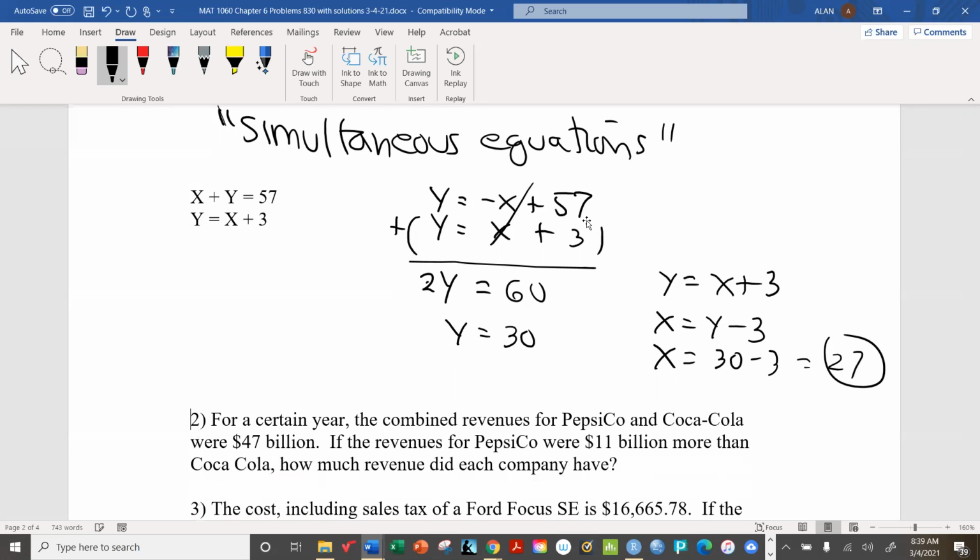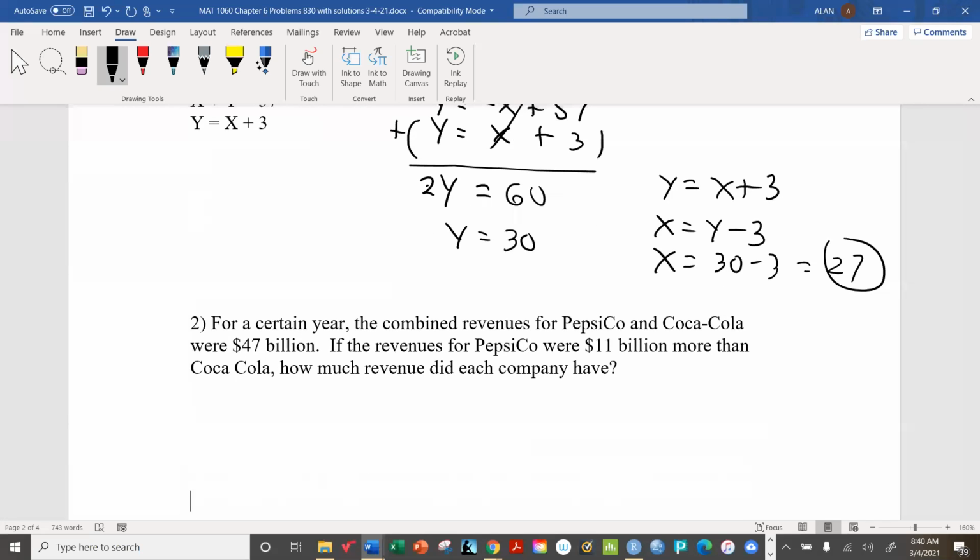All right. Now, how about this one? We have Coke and Pepsi. Their combined revenues are 47 billion, but PepsiCo's revenues were 11 billion more than Coca-Cola. So how much revenue did each company have? What we can do here is assign the letter x, let's say, to Coca-Cola. And by the way, if you do it the other way around, it doesn't make any difference. You'll always get the same answer, whether you call Coca-Cola x or y.